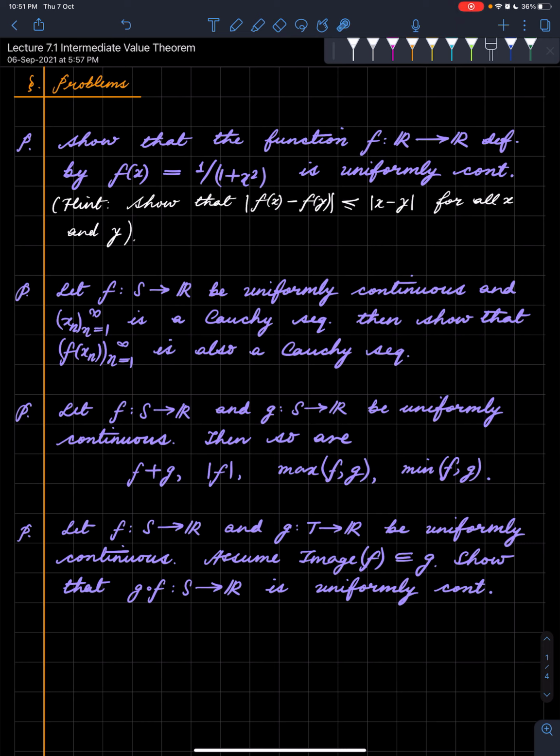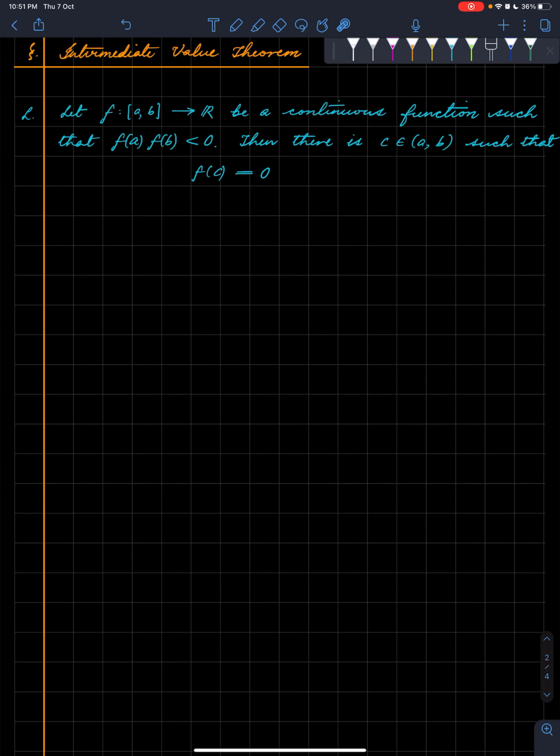Today we'll be looking at a very interesting theorem called the intermediate value theorem. Despite it being very intuitive, it is also very powerful. These are the problems for today. I won't be recalling anything from last time because this is a new module. Now let us immediately get into the statement and the proof of the theorem.